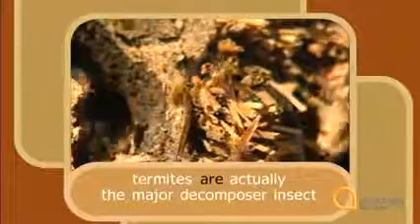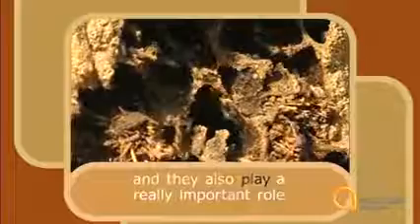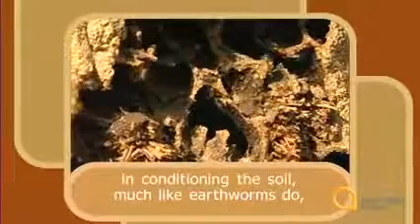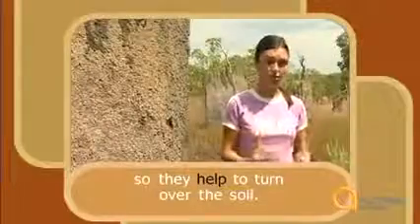So here in tropical Australia, termites are actually the major decomposer insect. Now they also play a really important role in conditioning the soil, much like earthworms do. So they help to turn over the soil.